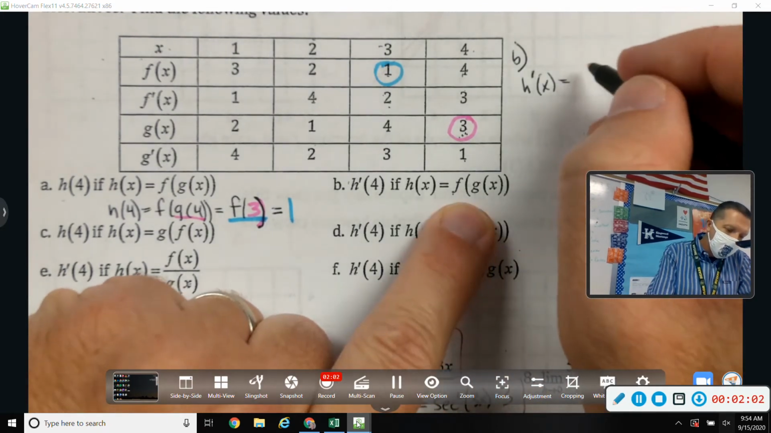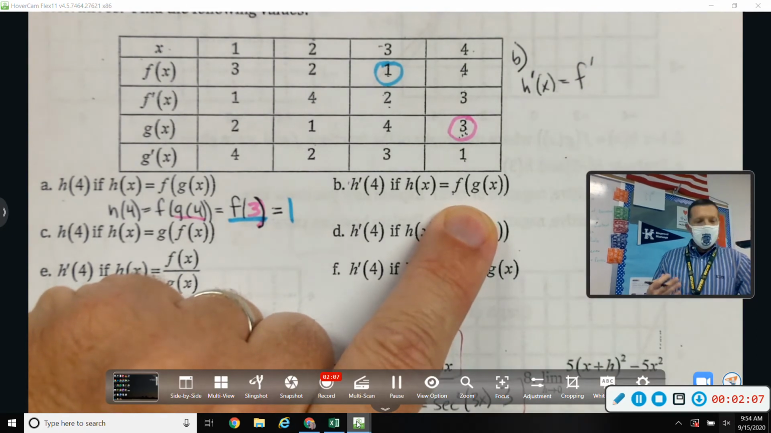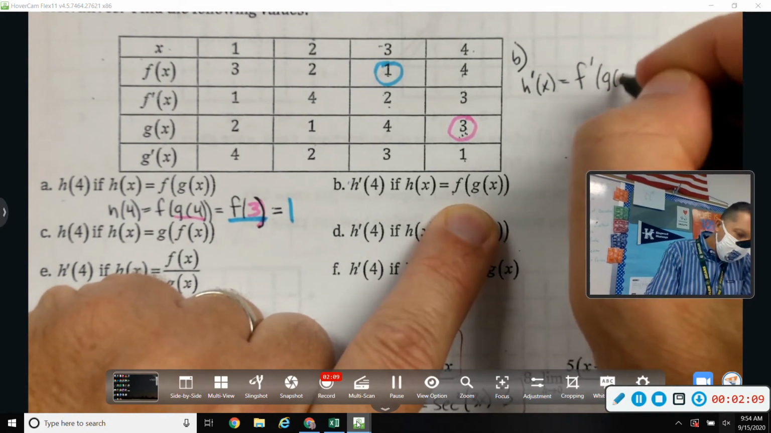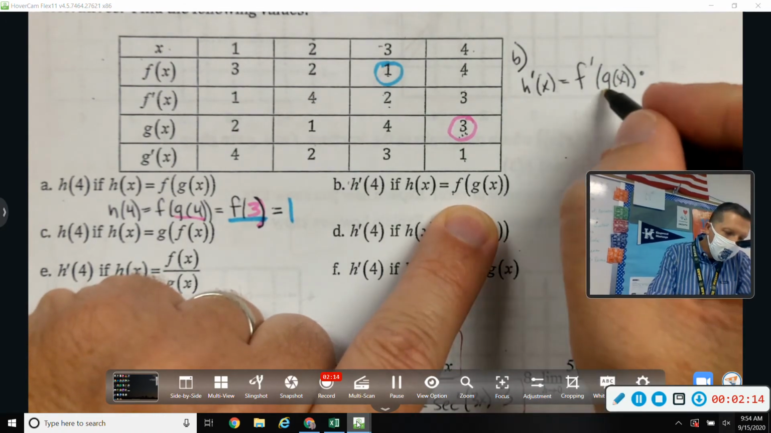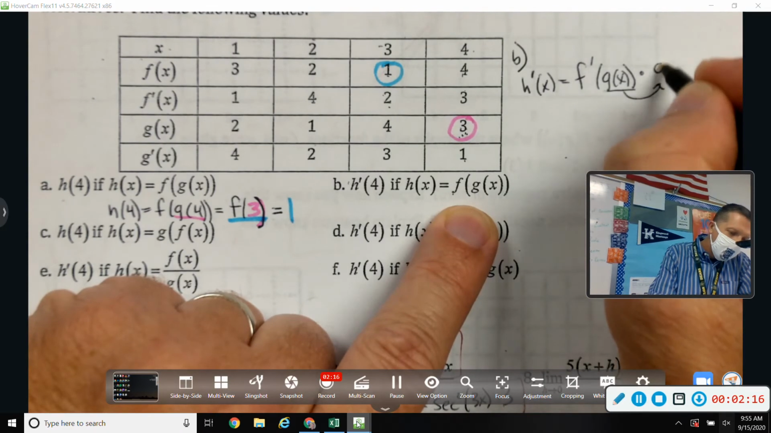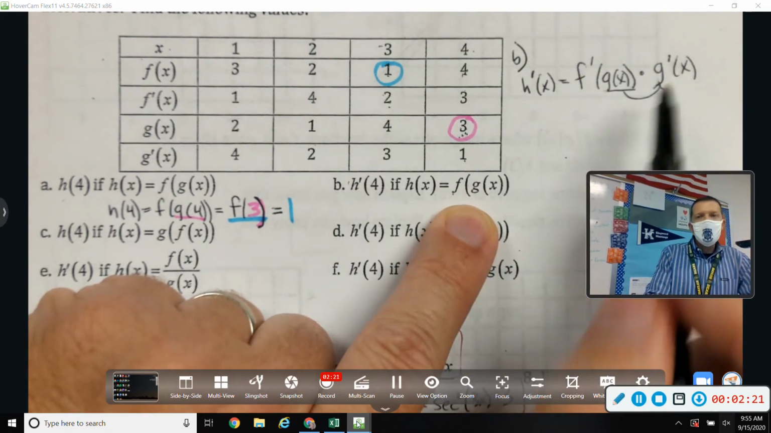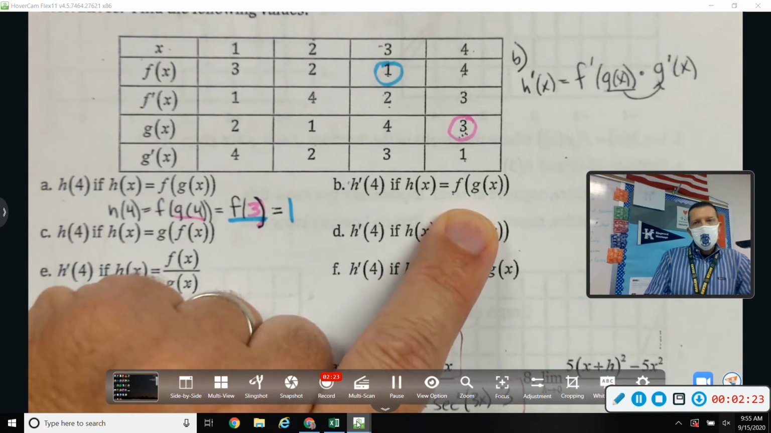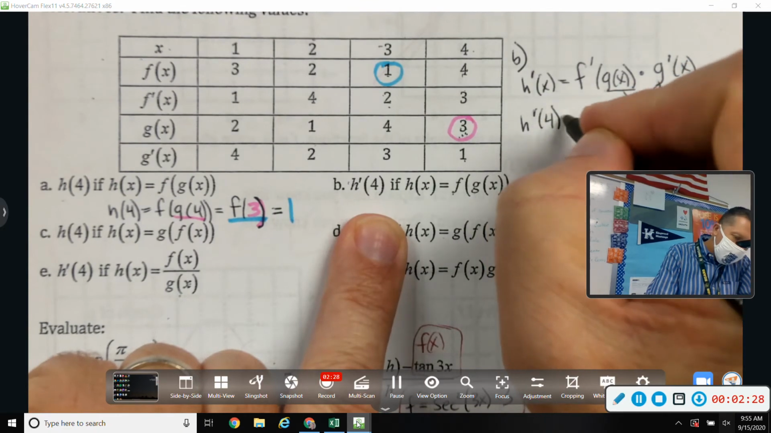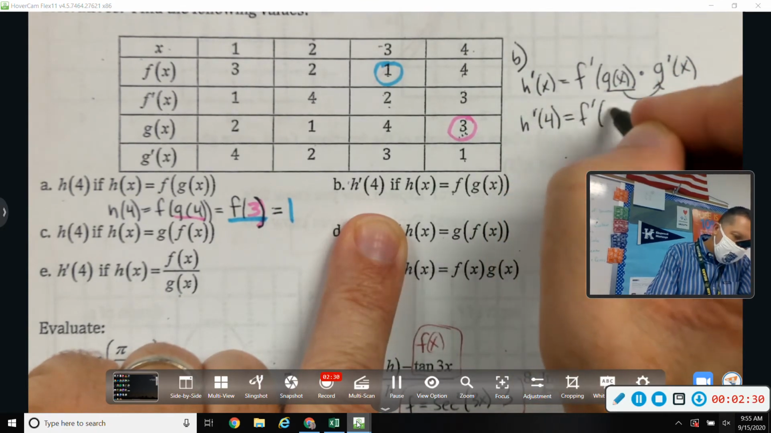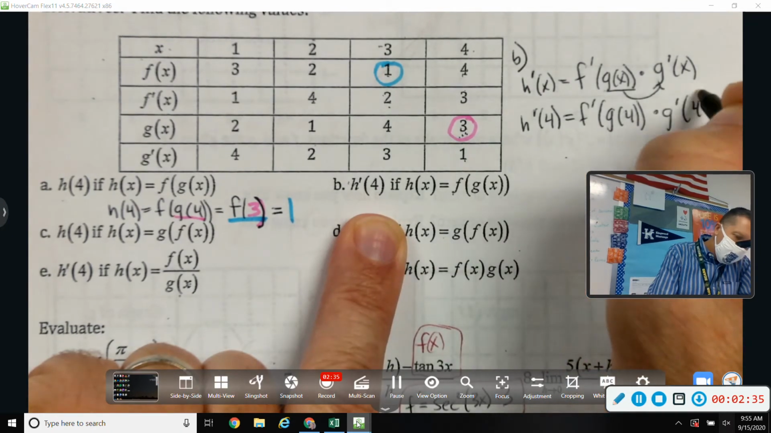So the first derivative I come to is f, but can't crunch it all at once, so leave g of x alone. And then the chain rule, the reason it's called the chain rule is that onto that we will chain g prime. So we take care of the wrapper, and then we get to eat the candy. So h prime at 4 means f prime of g of 4 times g prime of 4.